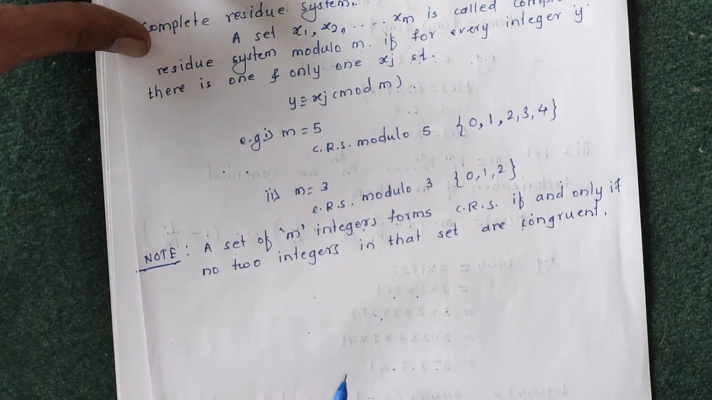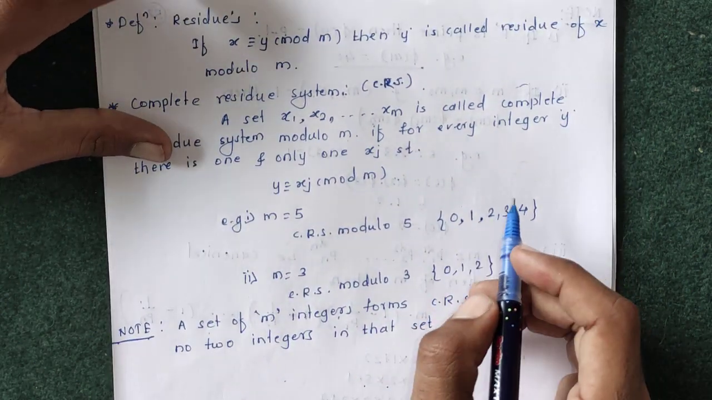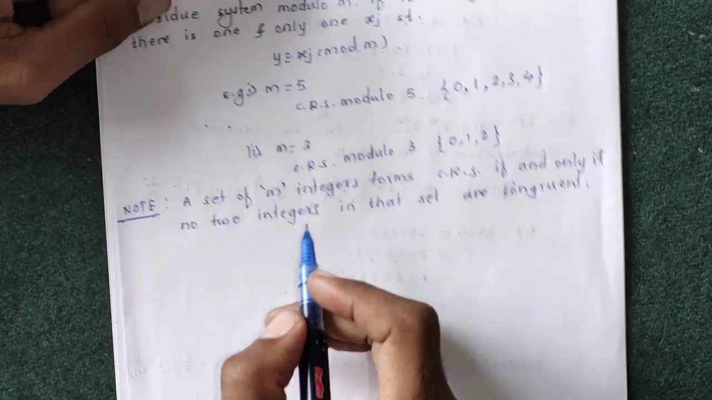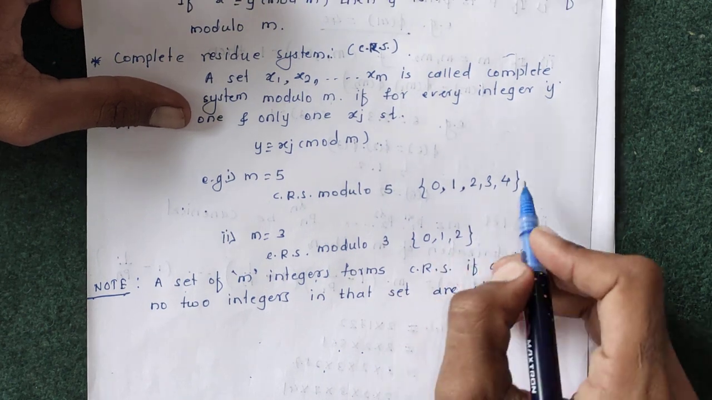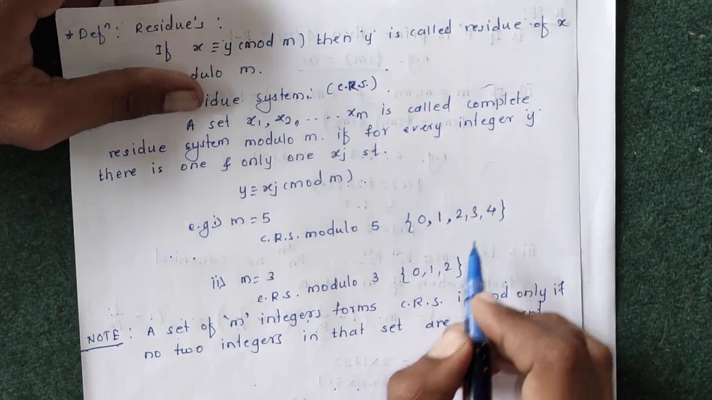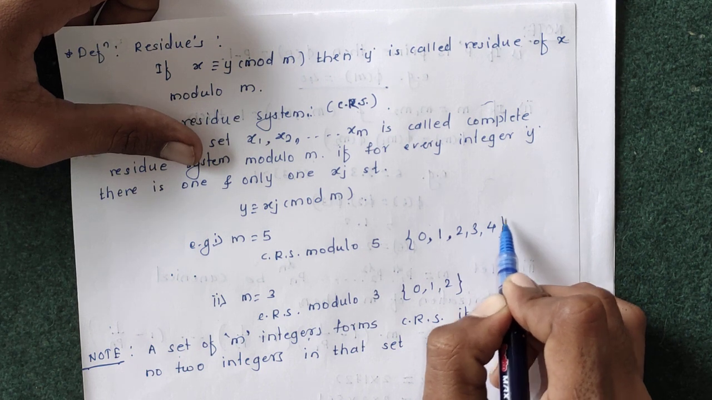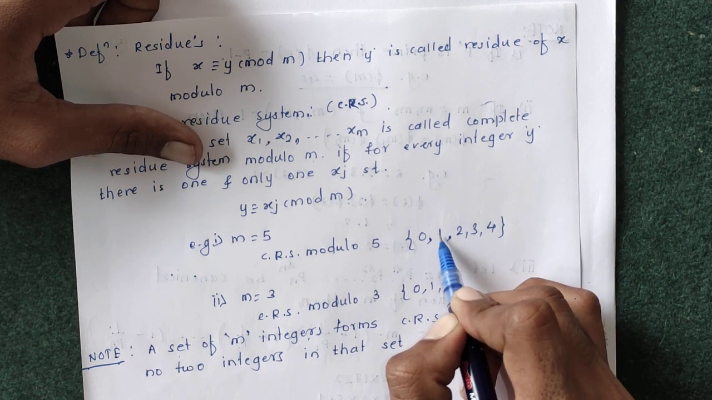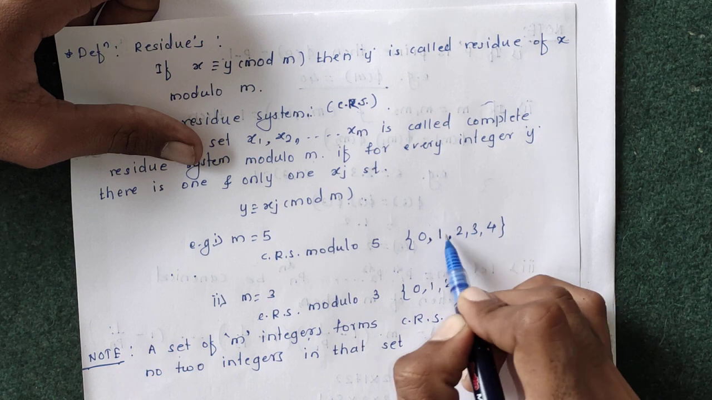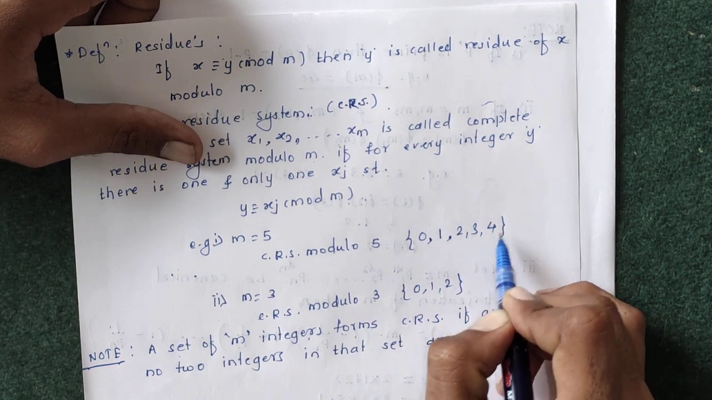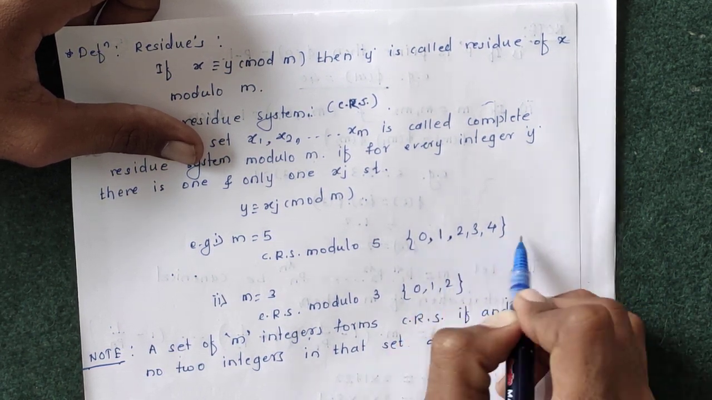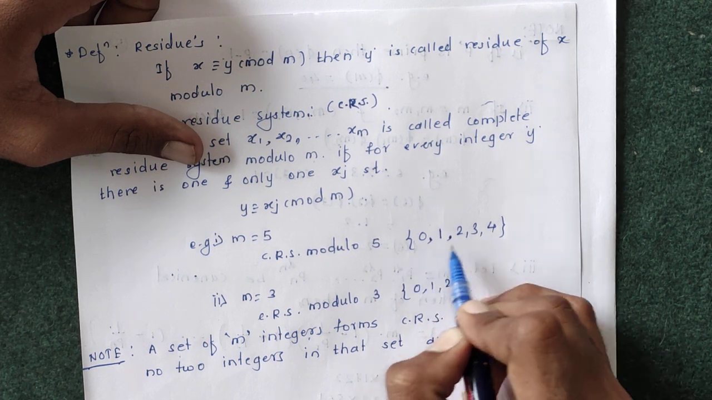No two integers in that set are congruent. Let's take another example of a C.R.S. Suppose we have taken 6 in this C.R.S. under modulo 5. Then 6 is congruent to 1 modulo 5. So 6 and 1 become congruent, so the addition of 6 doesn't make this whole set a C.R.S.